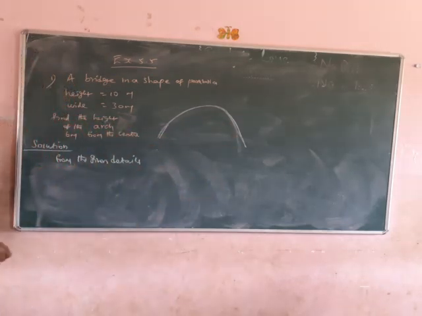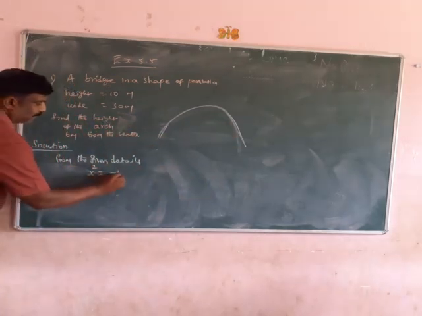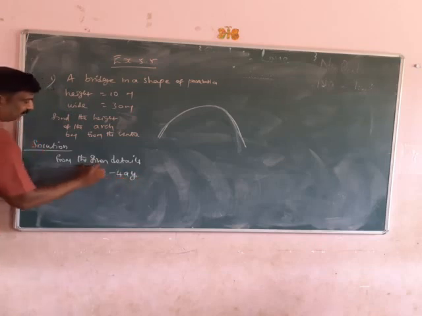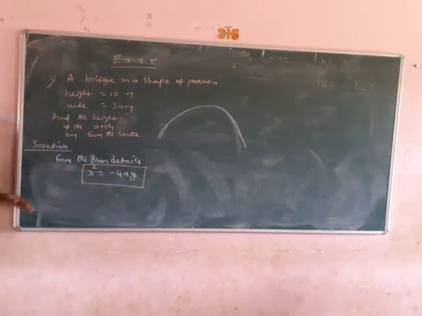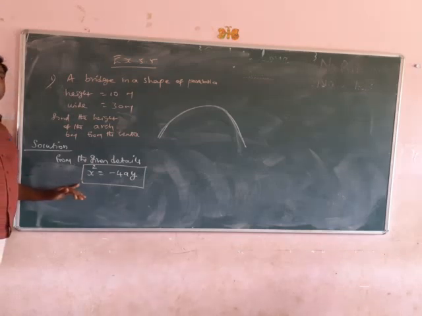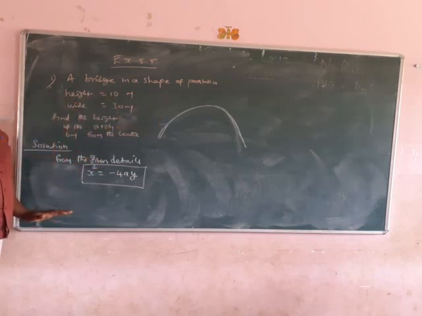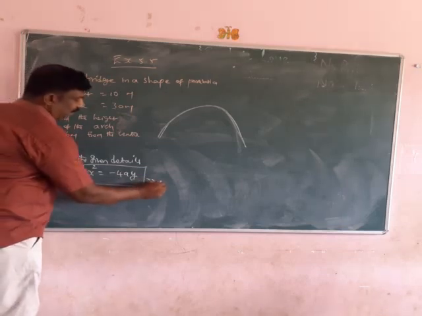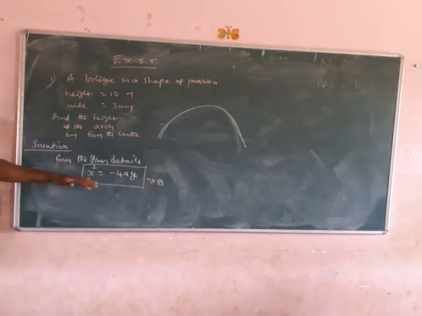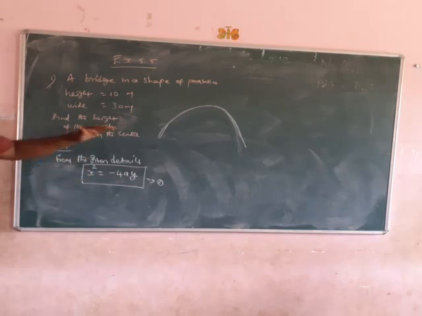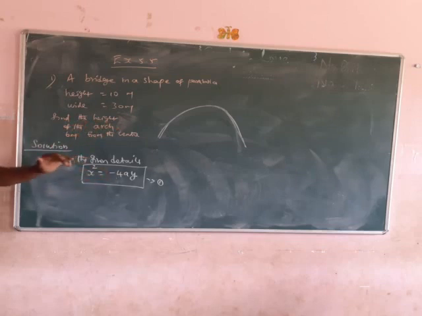We assume the parabola x square equal to minus 4ay. This is the equation of the parabola for all parabolas that open downward. We need to find the equation of our parabola. So this is equation number 1. It is not the equation for our problem; it is the general equation of the parabola. Whatever it is, for an open downward parabola it is x square equal to minus 4ay.